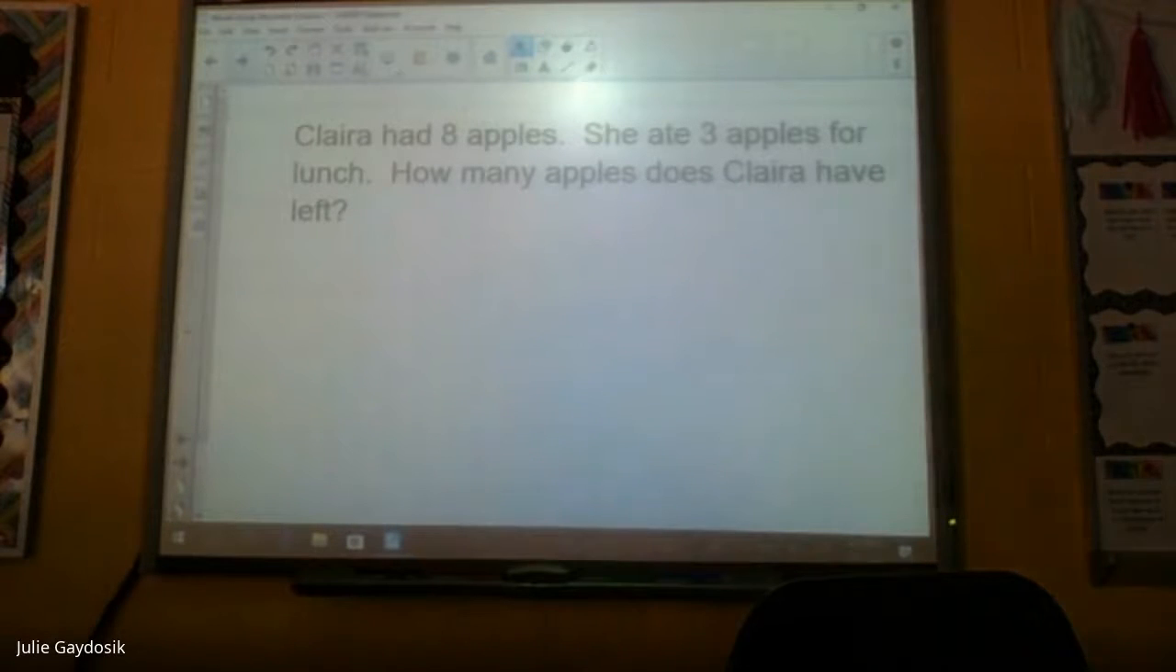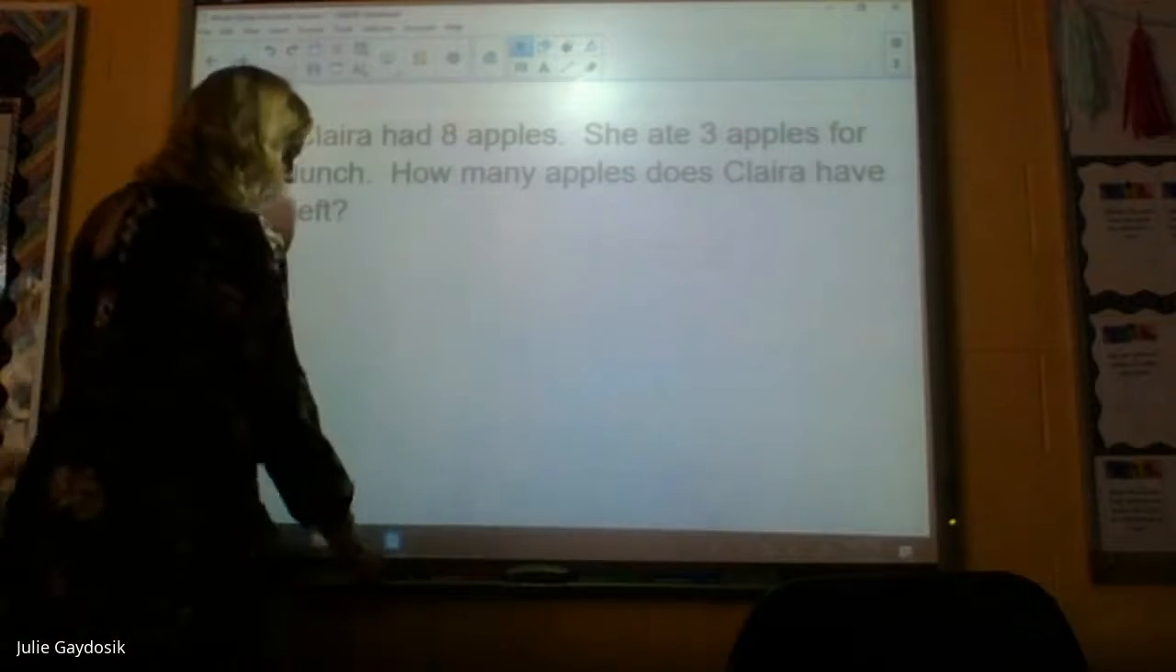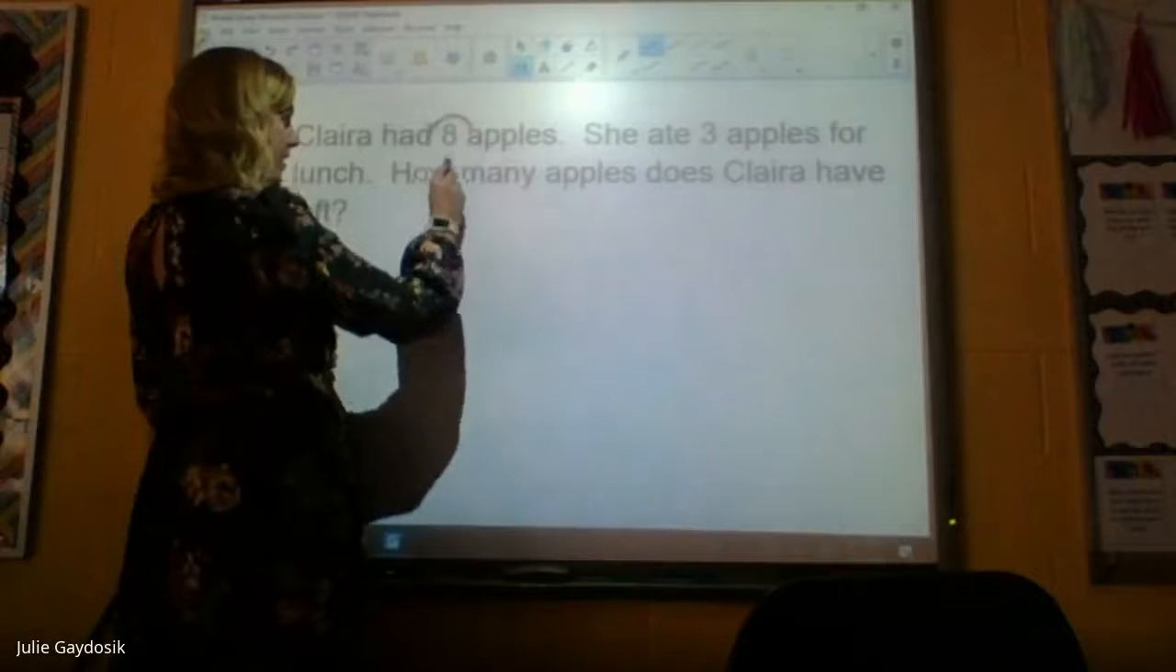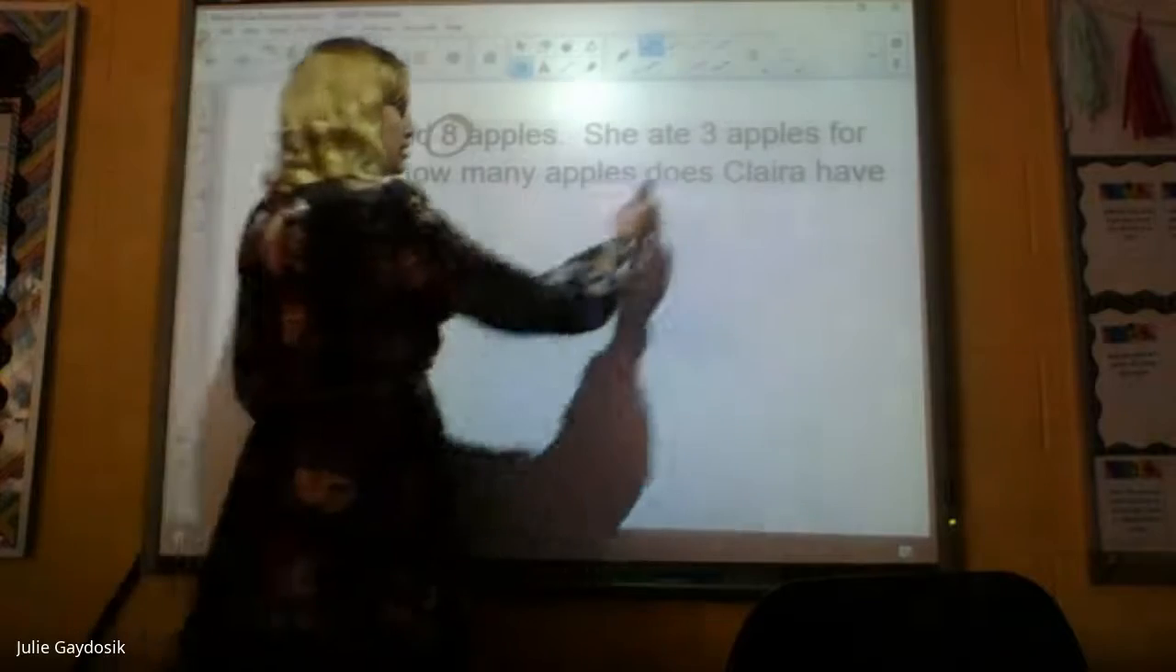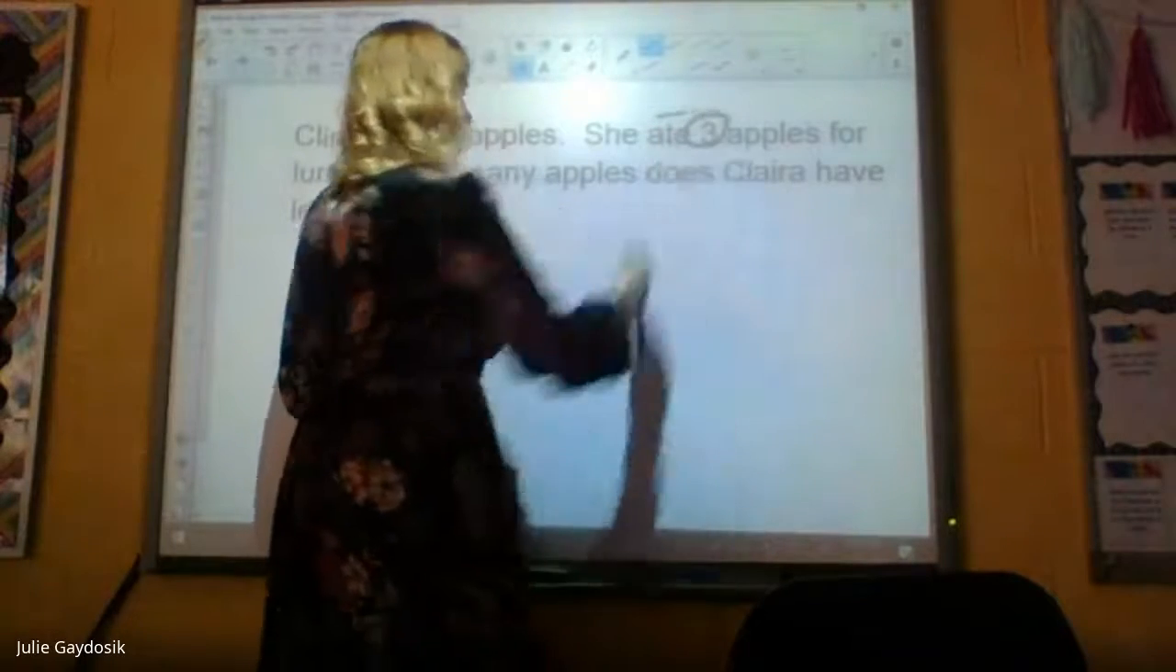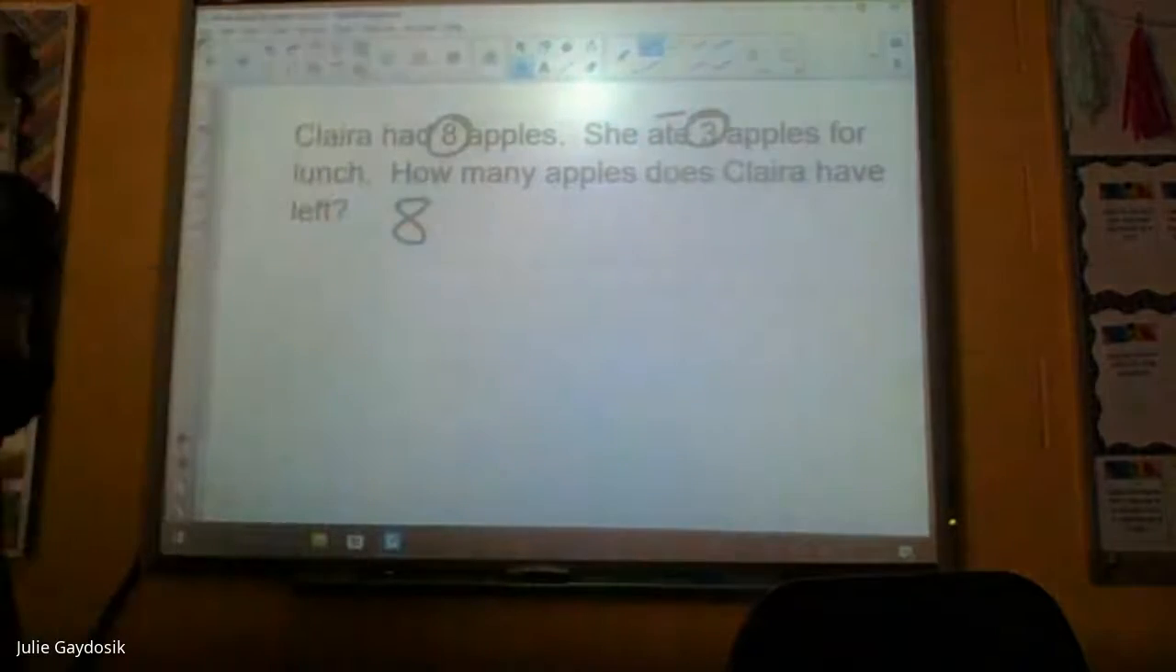This one says, Clara had 8 apples. She ate 3 apples for lunch. How many apples does Clara have left? So again, same thing. We're going to start by writing an equation. Clara had 8 apples. She ate 3 of them. Remember, you're taking them away.